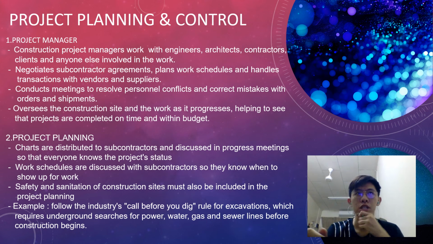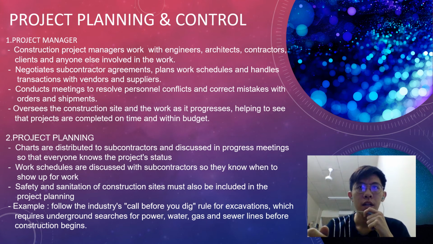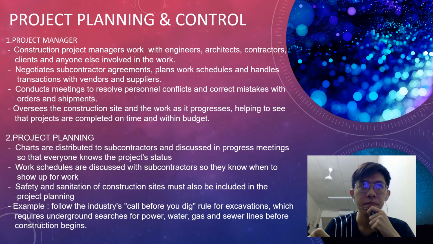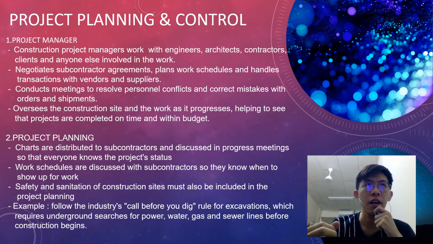And next is project planning and control. Generally, there are 4 main conditions in the project planning and control. And the first one is project manager. Construction project manager works with engineers, architects, contractors, clients, and everyone else involved with the work. He negotiates subcontractor agreements, plans work schedules, and handles transactions with vendors and suppliers.